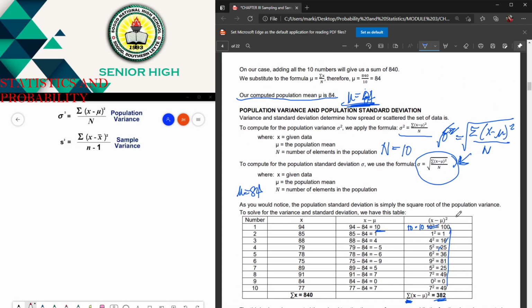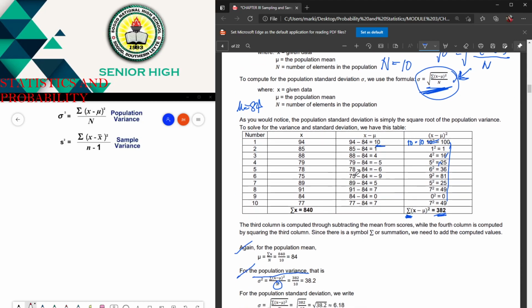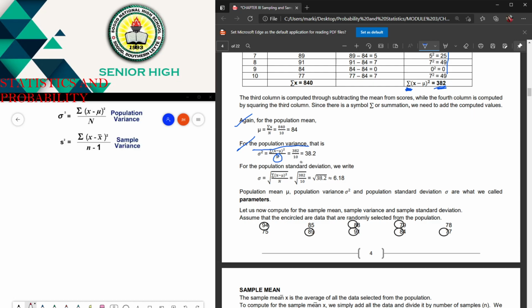This is the population variance, this is the formula. How do we get the standard deviation? For standard deviation, you just take the square root. Square root of the variance. So, what is the square root of this? The square root of that is 6.18.